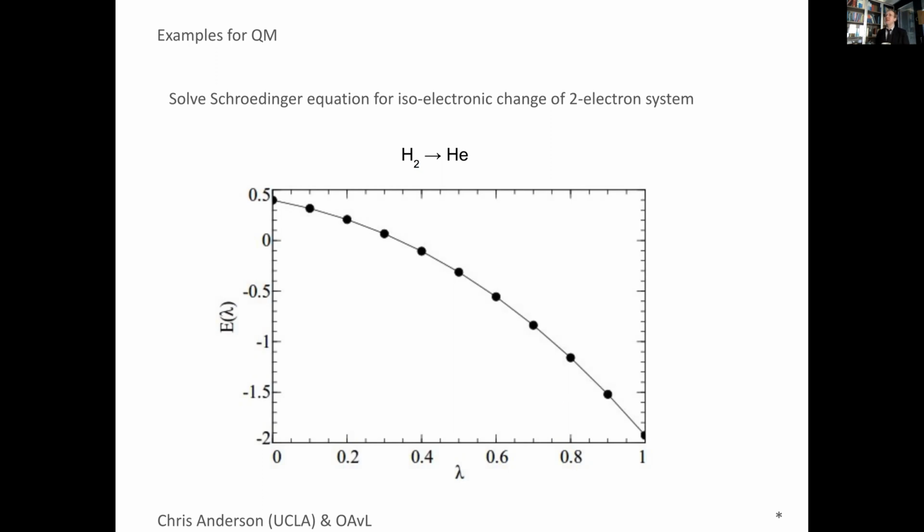Here's another example. We can change H2 into helium, isoelectronically. You take the two protons, and one proton gets annihilated, the other one is being turned into helium. And so you can change the energy this way. This is some unpublished numerical result. Chris Anderson, who's a math professor, implemented an exact version of the Schrödinger equation, which you cannot use for many electrons, but of course for just 2 electrons in a small basis, it's very much possible.